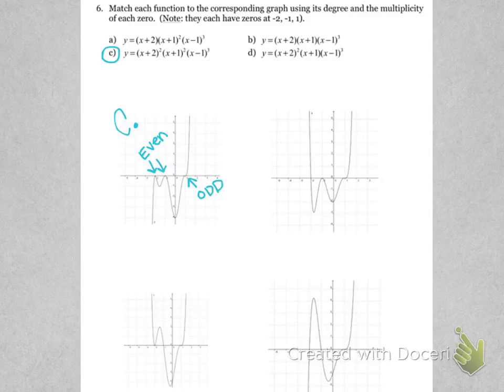Okay, so looking at the next graph, right here, it goes straight through, so we have a multiplicity of 1. Our second x-intercept is going to be even, because it does that bounce and goes back down. And then our last one's going to be odd, because it has that S curve to it. So at x plus 2, we want a degree of 1, so that's going to be either A or B. And then at x plus 1, we want a 2, so that means A. And then that confirms that at x minus 1, we have an odd degree, which is 3. So this one is A.